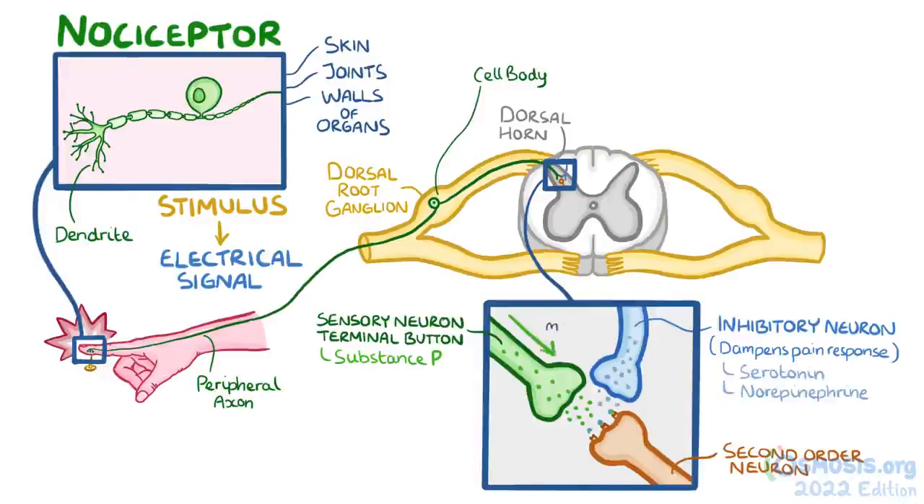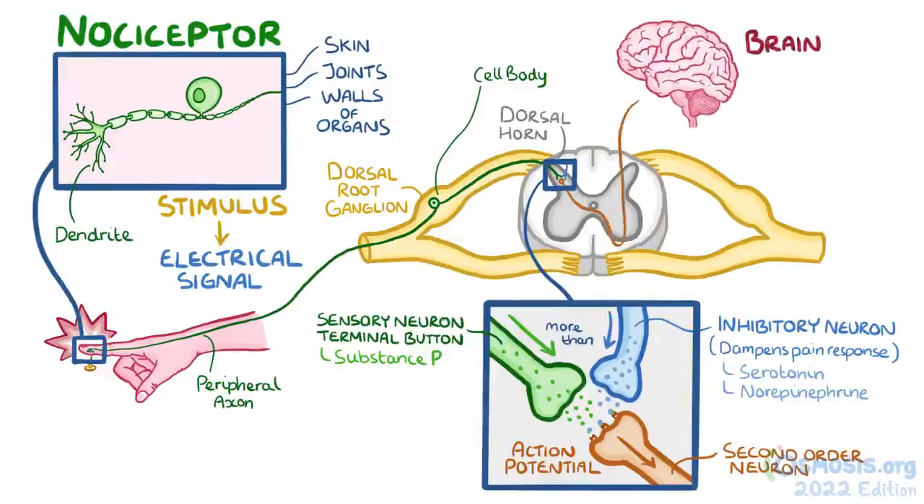If the signal from the nociceptors is greater than the signal from the inhibitory neurons, then it triggers the second-order neuron in the spinal cord to fire an action potential. This electrical signal goes all the way up the spinal cord to the brain where pain is perceived.